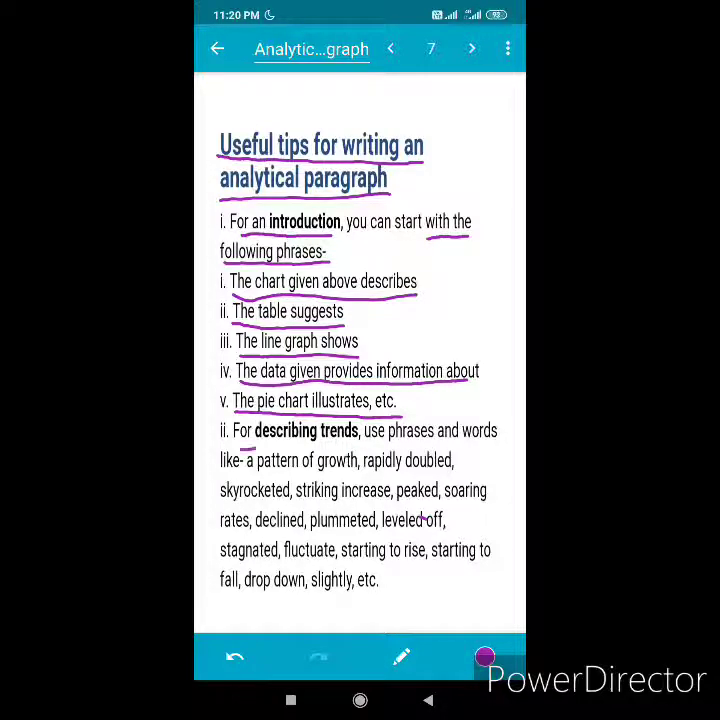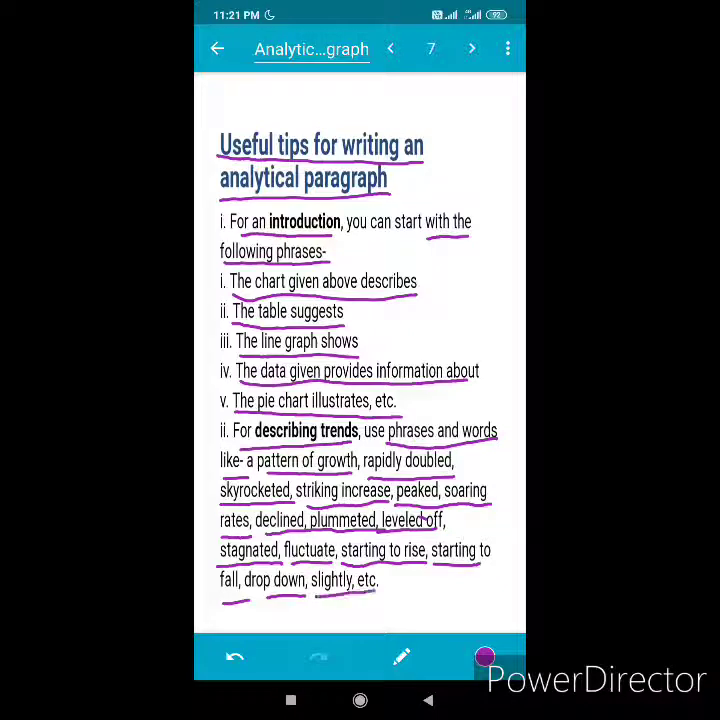Now for describing trends, you can use phrases and words like a pattern of growth, rapidly doubled, skyrocket, striking increase, peaked, soaring rates, declined, plummeted, leveled off, stagnated, fluctuate, starting to rise, starting to fall, drop down slightly, etc. These phrases and words you can use while describing the trends.